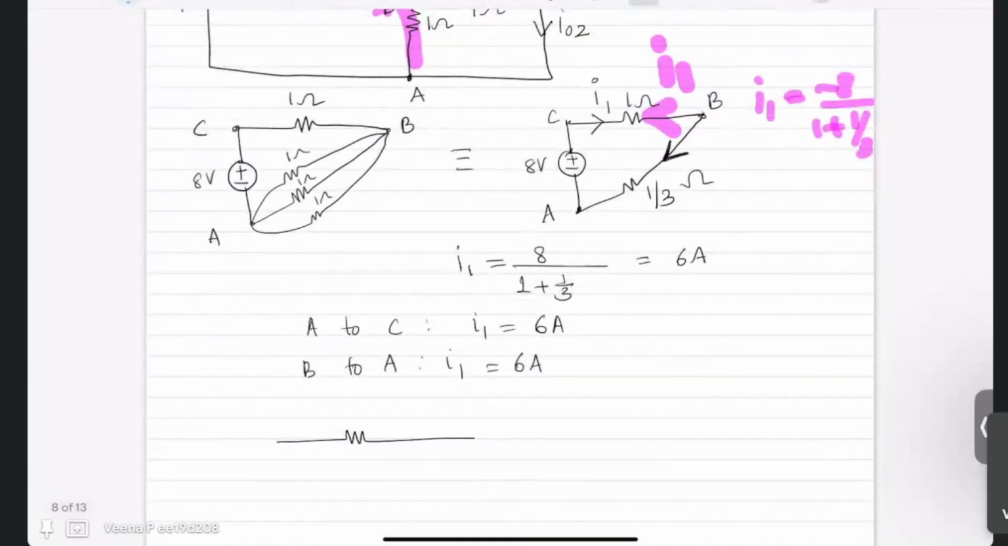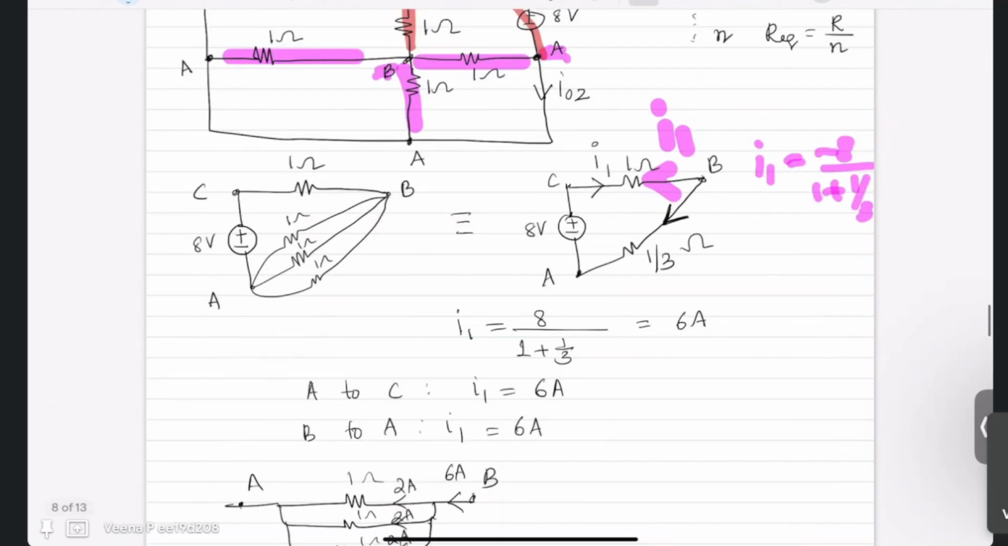But 1 by 3 is actually what? 1 by 3 is actually three 1 ohms in parallel. So this is your B and this is your A. From B to A, 6 ampere is flowing means through each 1 ohm, 2 ampere is flowing because they are in parallel. That means same potential difference and they have the same resistance. So the current will also be same. So 6 divided by 3, which is 2 ampere. So through each 1 ohm, 2 ampere is flowing.